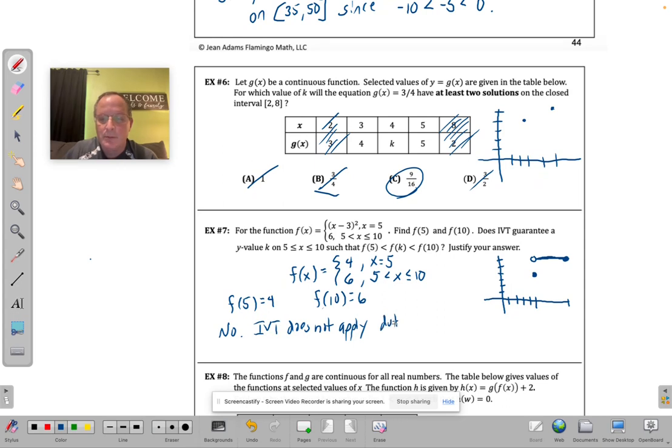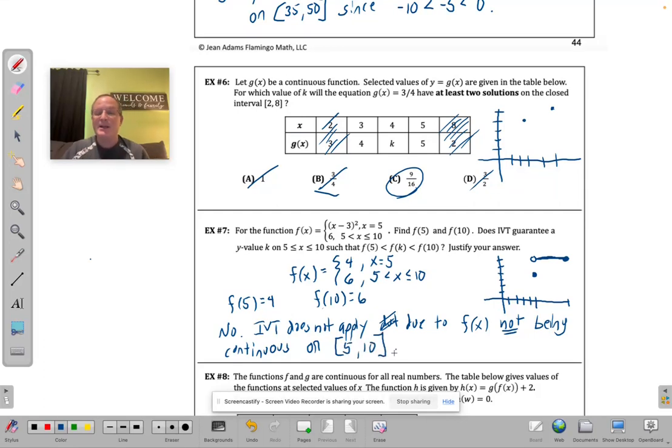Due to f of x not being continuous on the interval, and it's got to be a closed interval, 5 to 10. The only place it messes up is at the very beginning, but it's enough to make a huge mess as far as the intermediate value theorem goes. It's enough to make a big mess because it just went one point, boom, and skipped everything else. That lack of continuity is what caused it.